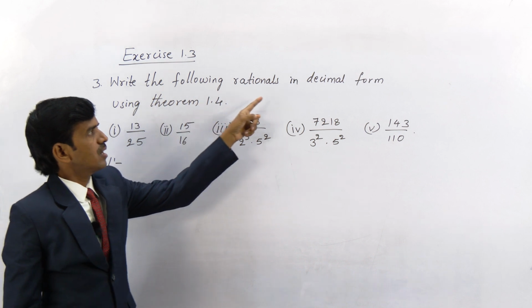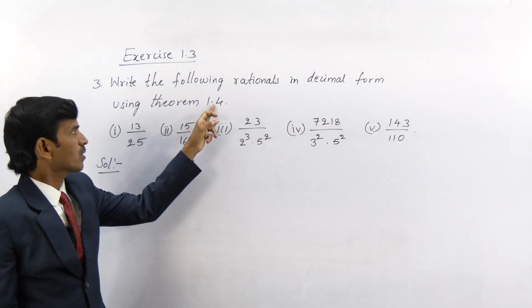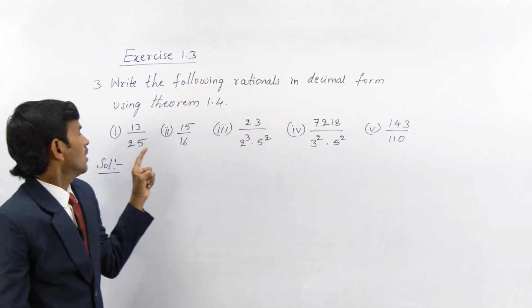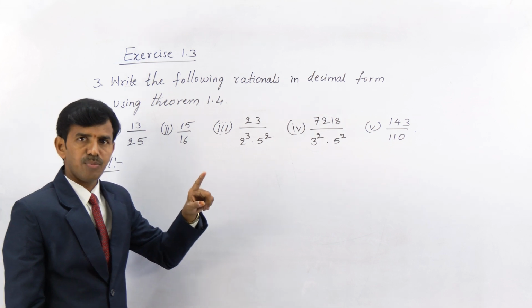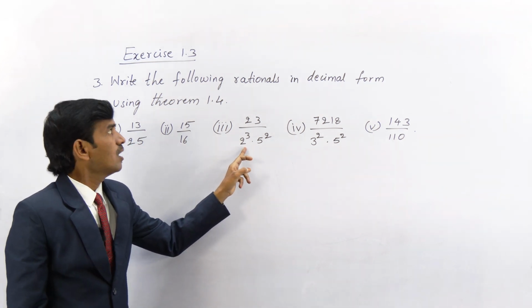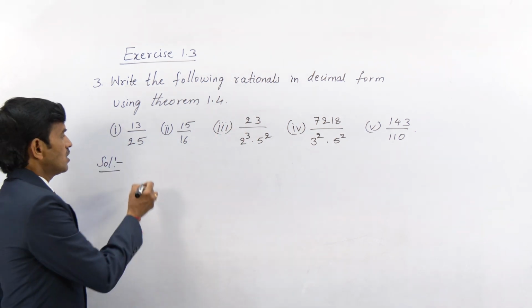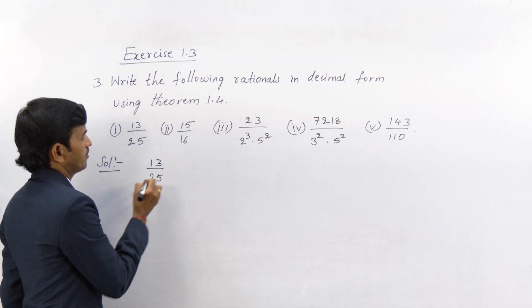Write the following rational numbers in decimal form using theorem 1.4. What does theorem 1.4 indicate? It means convert the denominator into the form of 2 power n into 5 power m. If it is in that format, then it becomes a terminating decimal. So we can write it in decimal format. Let us consider the first one, 13 by 25.